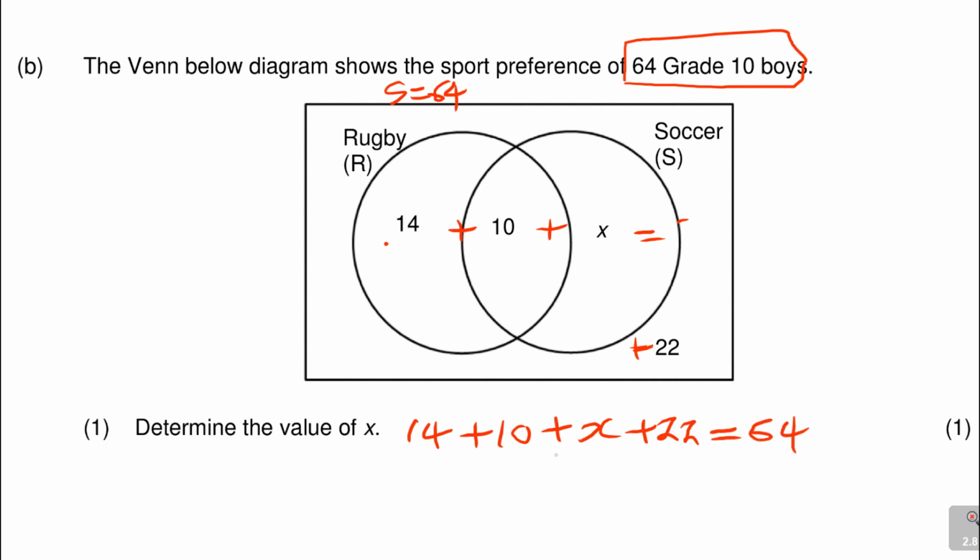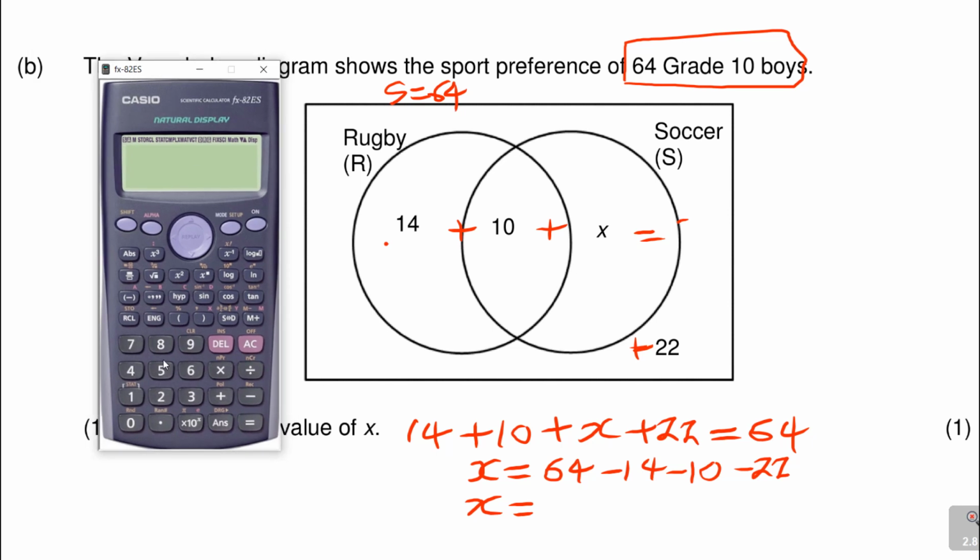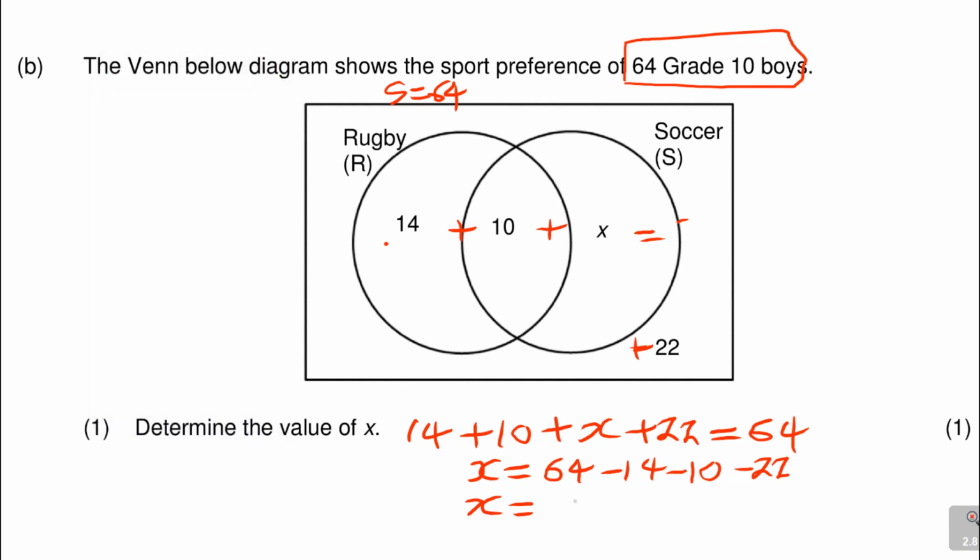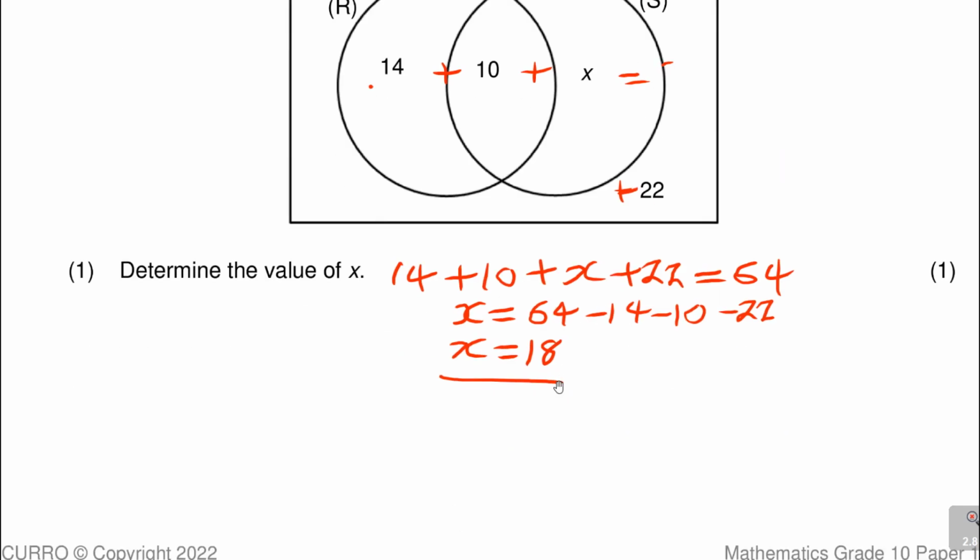Then you take all the numbers to the other side. You have got X is equal to 64 minus 14 minus 10 minus 22. They need to give you the value of X. That's why this was just a simple 1 mark. You know, they didn't want to make it a big issue. So it's simple, 64 minus 14 minus 10 minus 22, which is equal to 18. If I did my calculator right, X is equal to 18. Okay, so that the total is that.